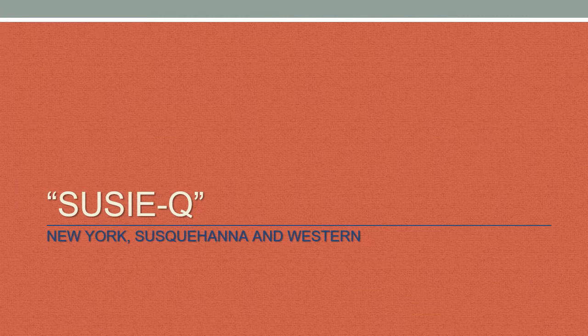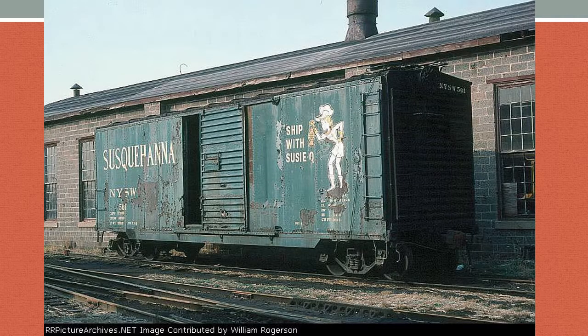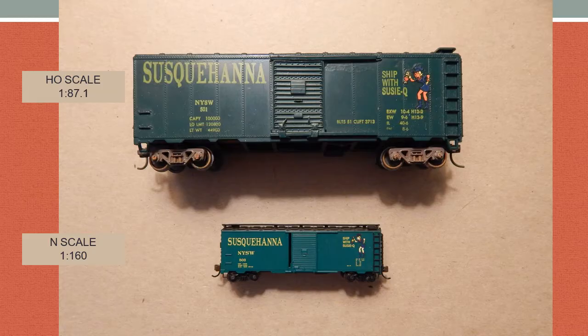Now, how do we use those triangular instruments, the scales, to measure things? Well, I want to give you an example, what I call the Suzy Q. This is the New York, Susquehanna, and Western Railroad. And here is a real boxcar from the Suzy Q, slightly worse for wear. Here are two models of the exact same boxcar, one in HO scale and the other, as you can see, much smaller in N scale.